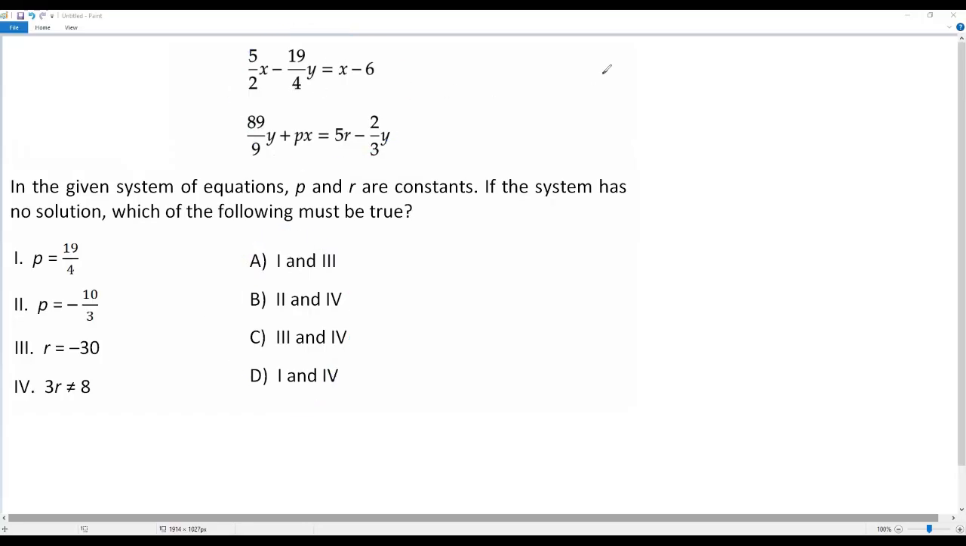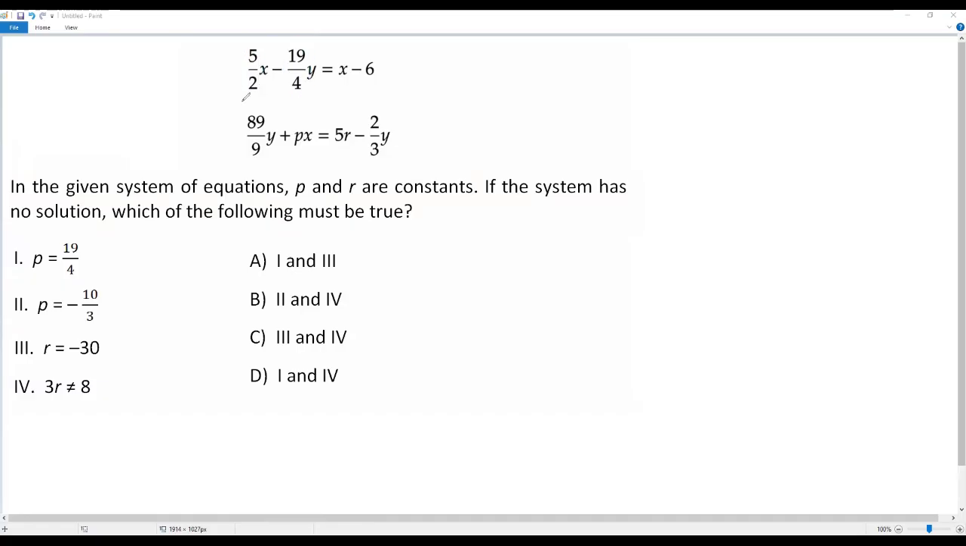Actually, the standard form of a linear equation is ax + by = c. That is, we have to write the x term and y term on one side of the equation, and on the other side we write the constant term. Okay, let's write the first equation in standard form. The first equation contains some fractional coefficients, so first let's get rid of them.